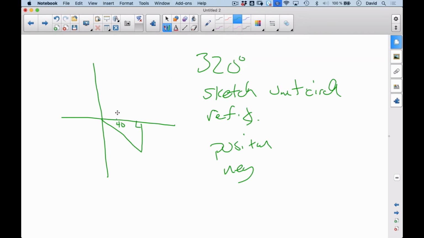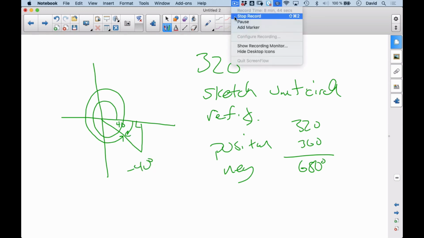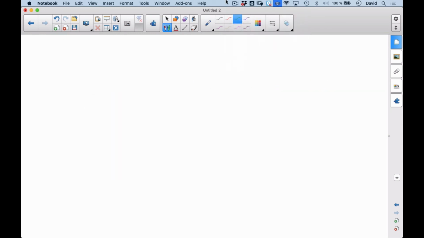Okay, so what you'll see is here's 320. If I go further one more circle around, I add 360. So it's 320 plus the 360, which gives me 680 degrees. Or I could simply go this direction and go negative 40. Okay, ladies and gentlemen, next scenario. Erase that, please.